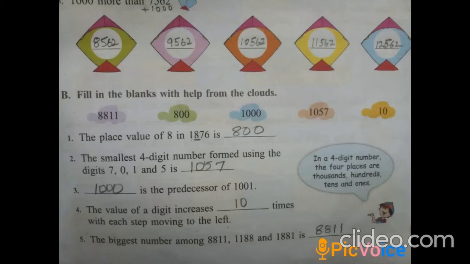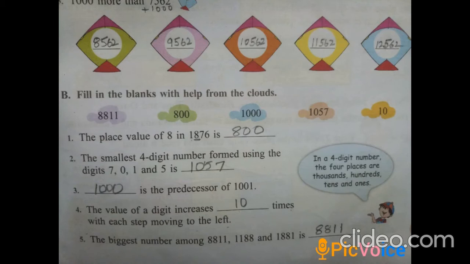B question, fill in the blanks with the help of the clouds. In the clouds they gave some numbers. We are going to use these numbers to fill the blanks. First question is the place value of 8 in 1876. So underline the 8 in the hundreds place. So 800 is the correct answer.